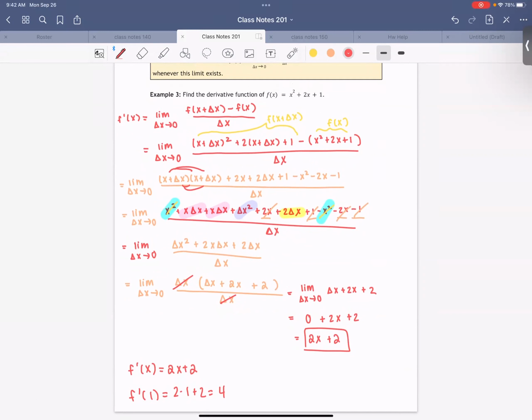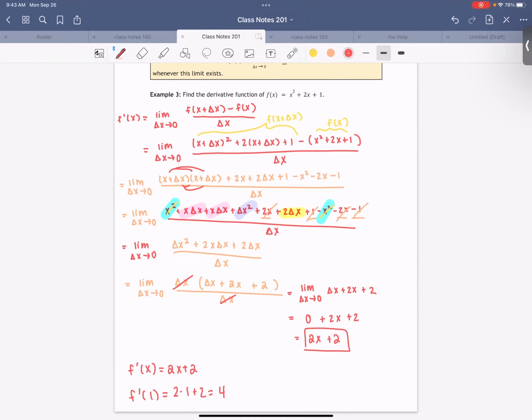Mason? Are we ever going to be able to use the shortcut, the n x to the n minus 1? We'll learn about shortcuts this week. Yes, there are shortcuts. I will tell you, on the test, I will put something that tells you to use the definition of a derivative. You will have to do this once on a test, because we do have to know the definition of a derivative.